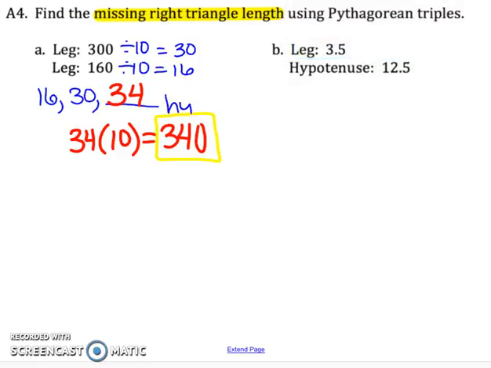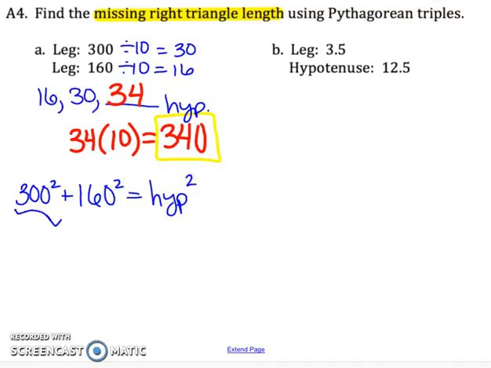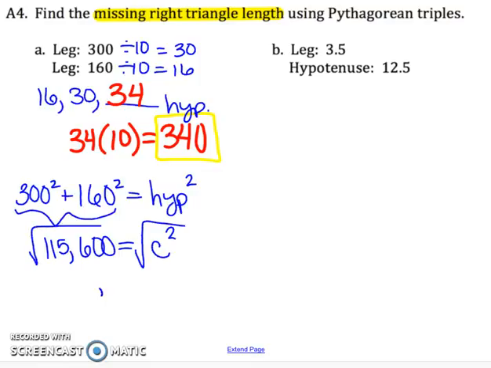Now, worst case scenario, if you're not recognizing something as being a Pythagorean triple, you can always set up the Pythagorean theorem. I could take my leg squared plus the second leg squared, and that's going to equal my hypotenuse squared. So if I do the math here, this combines to be a total of 115,600, and that equals, we'll use c squared. If I take the square root of both sides, then I get the length to be 340.